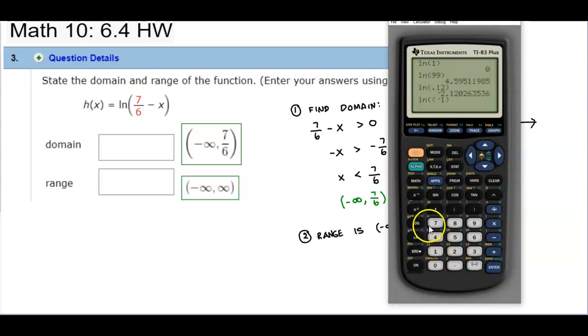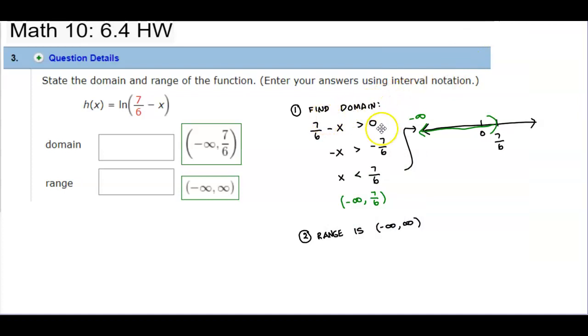If I put in the natural log of 0, I get an error. So what that means is that anything equal to 0 or less than 0 cannot be plugged into a logarithmic function. So we have to use that as a restriction.